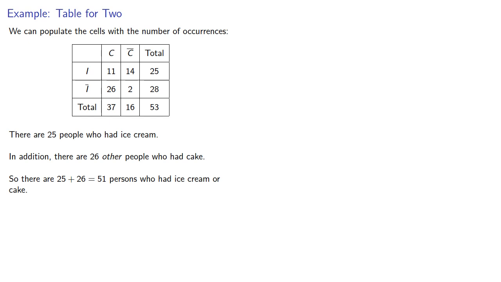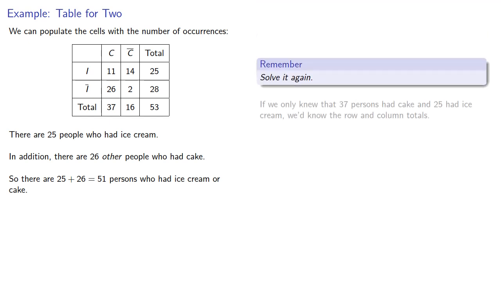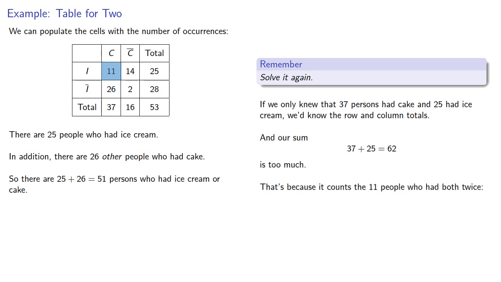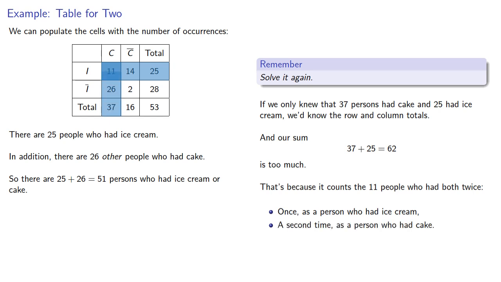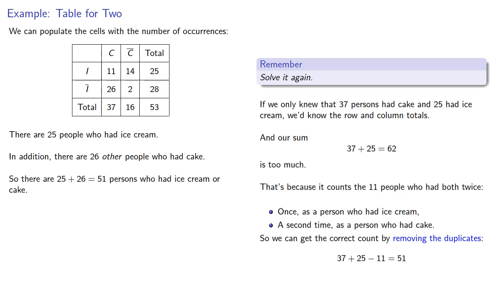Now remember an important strategy. Solve it again. If we only knew that 37 persons had cake and 25 had ice cream, we'd know the row and column totals, and our sum would actually just be too much. And that's because it counts these 11 people who had both ice cream and cake twice. Once as a person who had ice cream, and a second time as a person who had cake. And that means we can get the correct count by removing the duplicates. And so we can do the computation 37 plus 25, those are the row and column totals, minus the 11 that are common to both, and that gives us the same answer, 51.